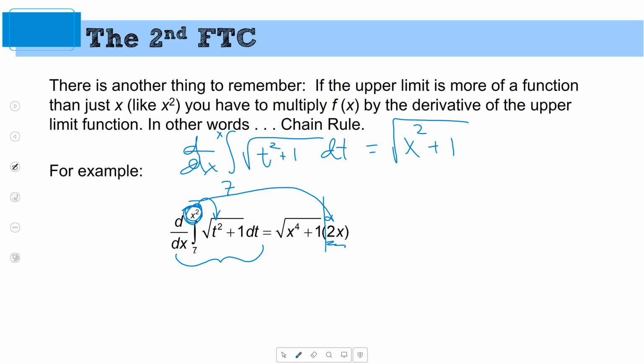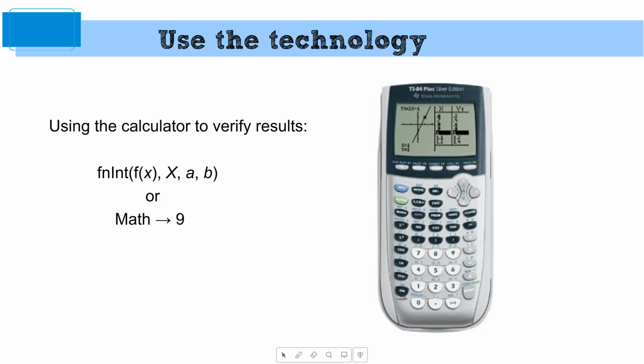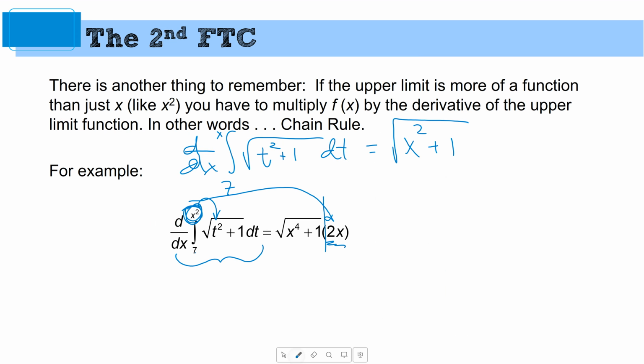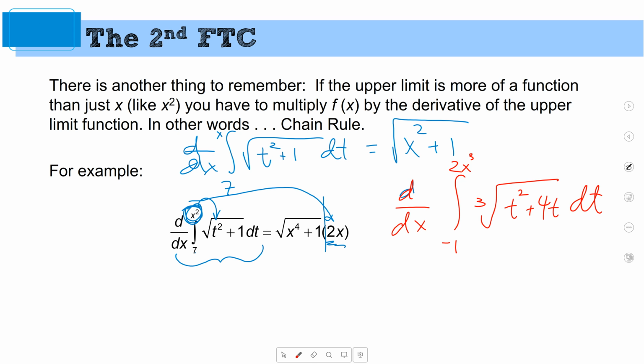Would you like to see another one? Sure. Okay. I don't think I have one, but I can write one. We'll get to the calculator in a second. Okay, let's try this. We'll do a different color. What is the derivative of the integral from -1 to 2x cubed of, I don't know, the cubic root of t squared plus 4t dt.